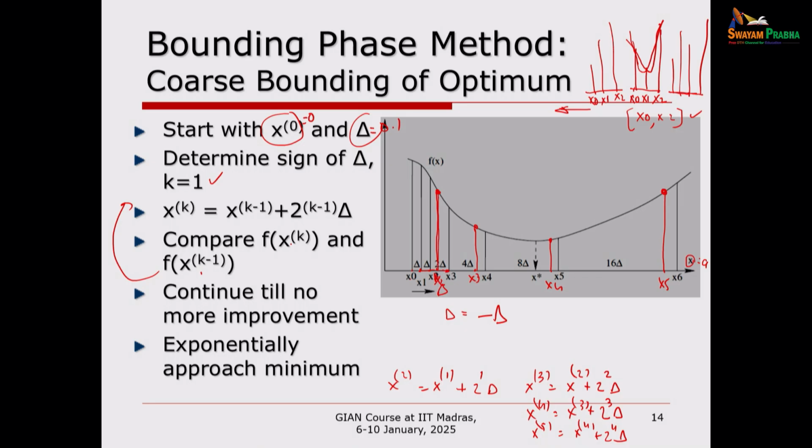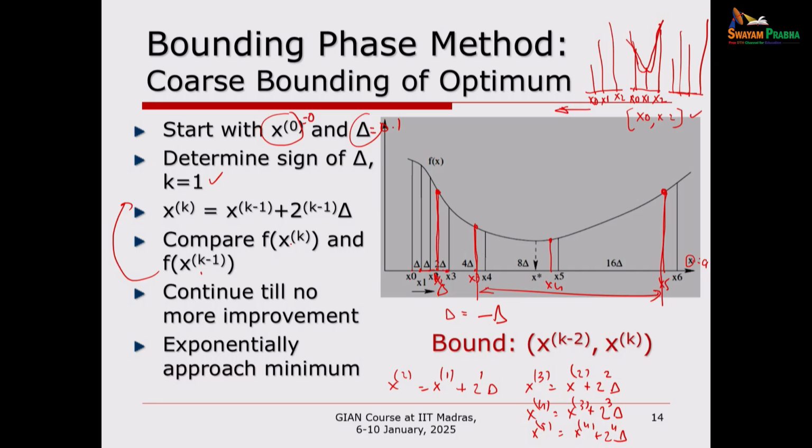I have already bracketed. What is the bracketing? Is it x4 to x5 or what? So the bracketing is always x(k minus 2) to x(k). So k here is 5, so it will be x3 to x5. So this is my bracketing. I am basically saying that between this x3 and x5 my optima lies. You don't have to consider less than x3, and you also don't consider more than x5.